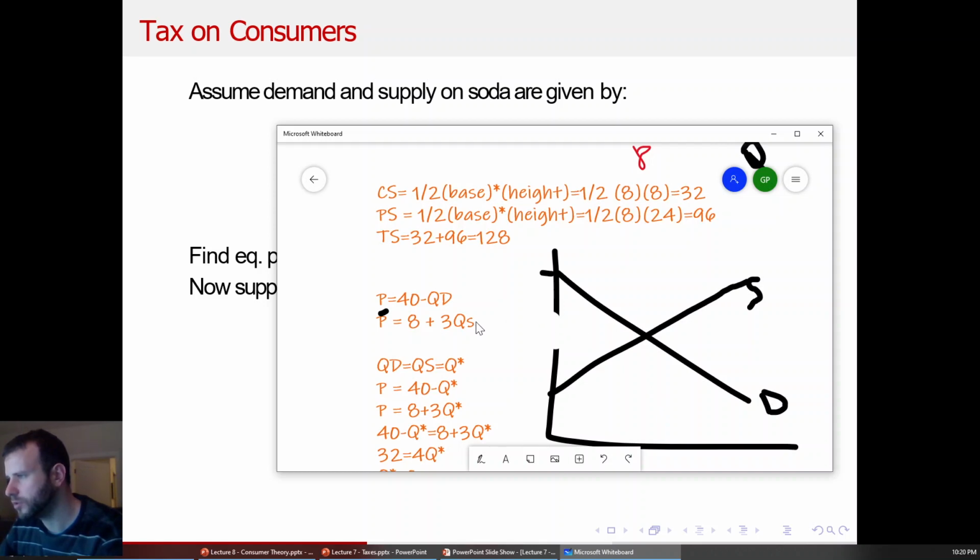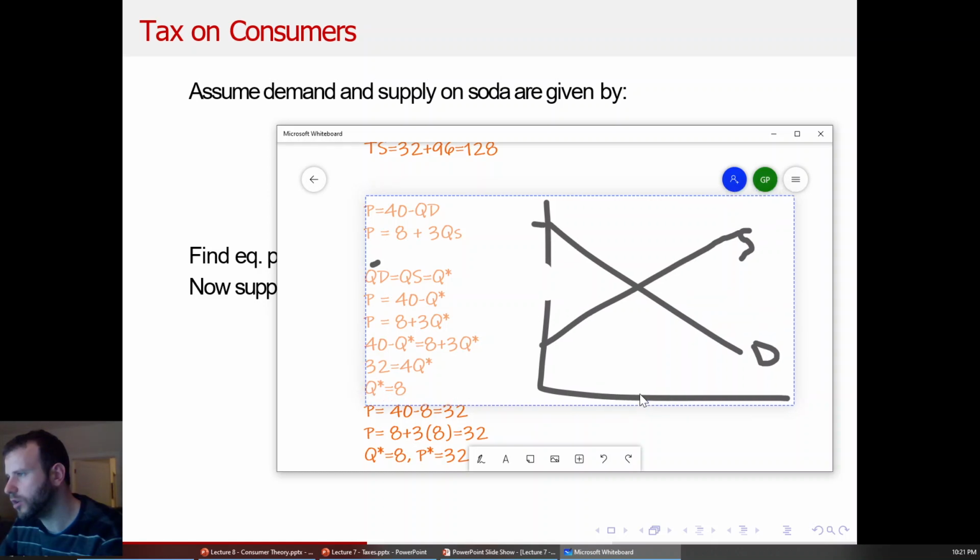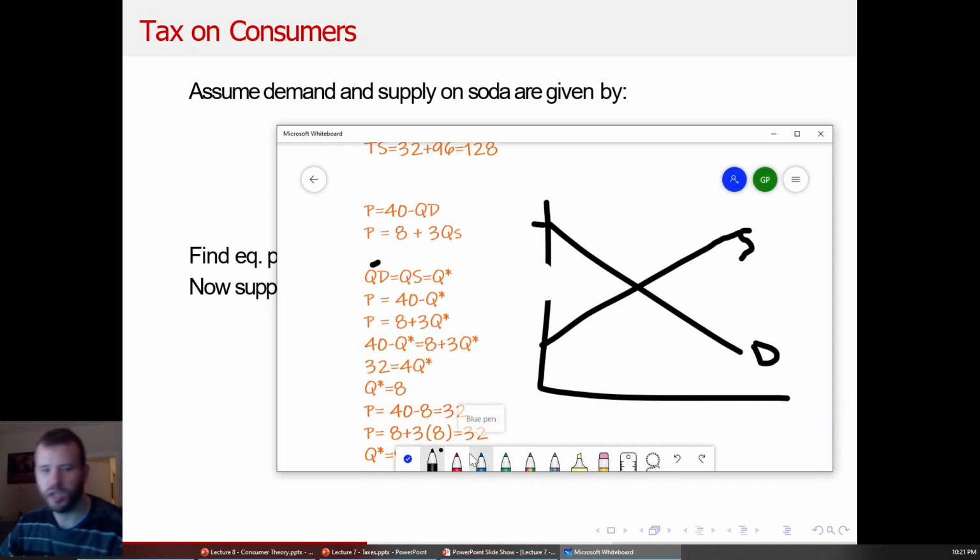Okay, so a $4 tax on consumers. So think about that. Let's say you're this first consumer, you're willing to pay 40, okay, for the good.